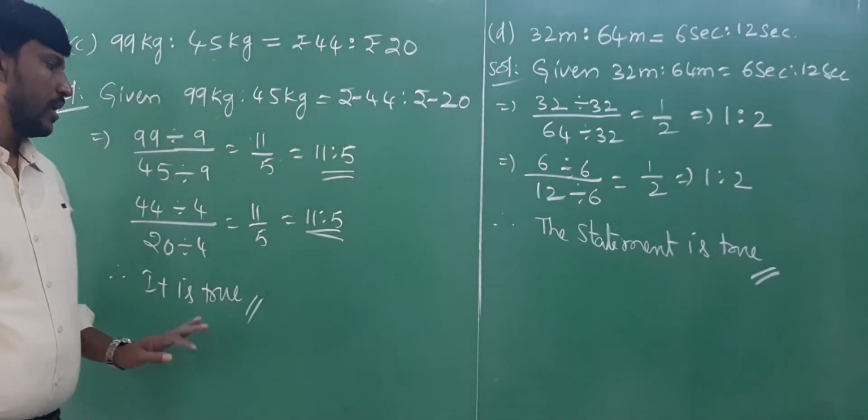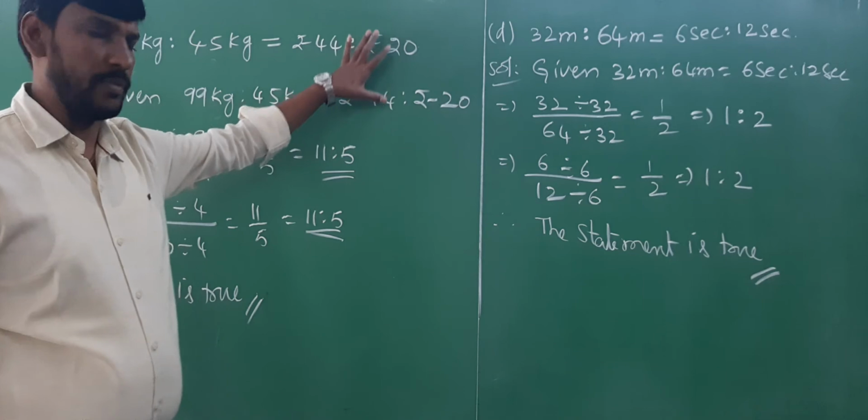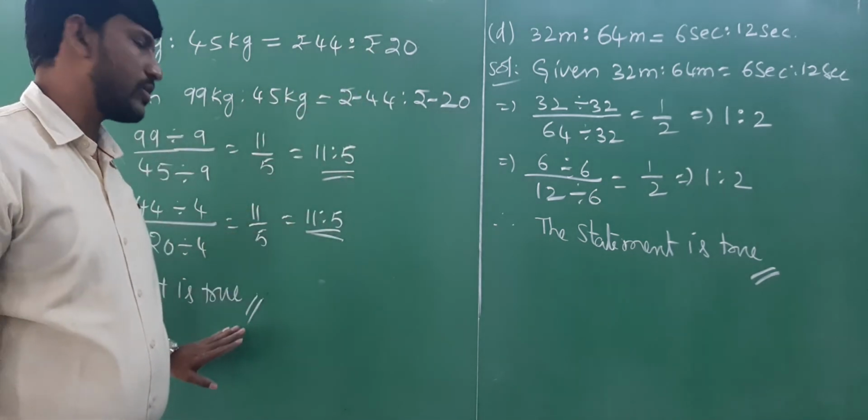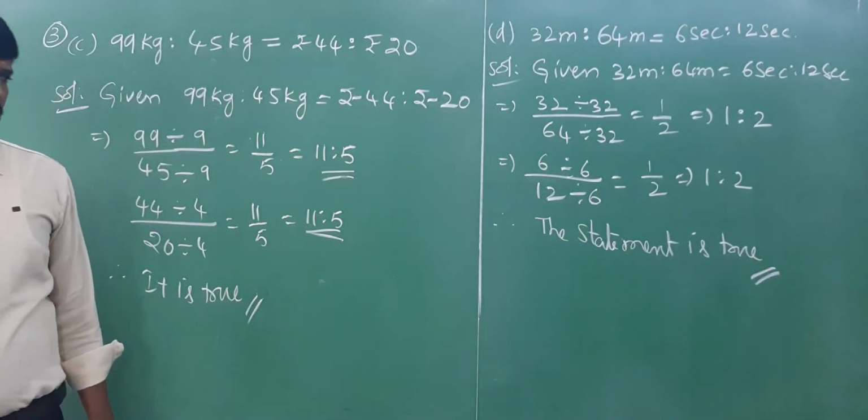Is this clear, children? Just find out the ratio of the first two values and the next two values in the simplest form. If the ratio is equal, that is a true statement. If the ratio is not equal, that is a false statement. Right, children? Copy this.